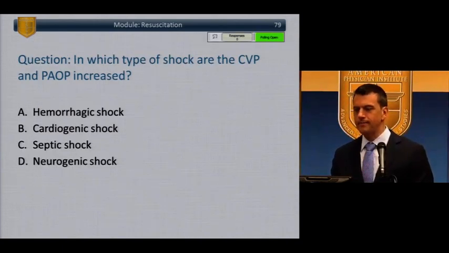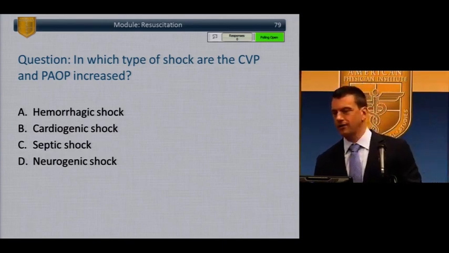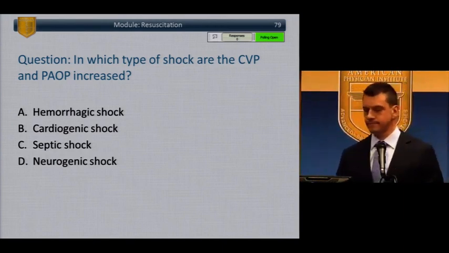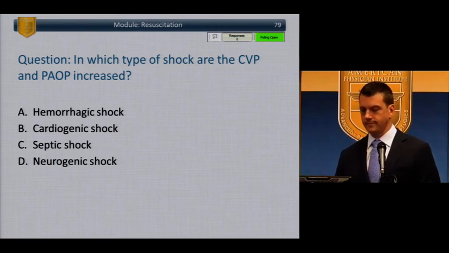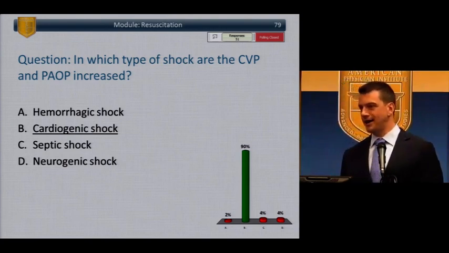So in which type of shock are the CVP and the pulmonary outflow tract or wedge pressure increased? Hemorrhagic shock, cardiogenic shock, septic shock, neurogenic shock. That's correct. It's cardiogenic shock. Remember, this is decreased cardiac output despite adequate filling pressures.